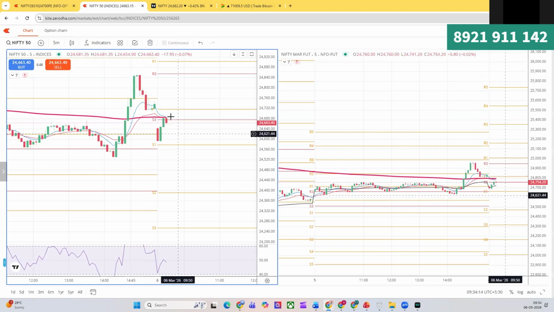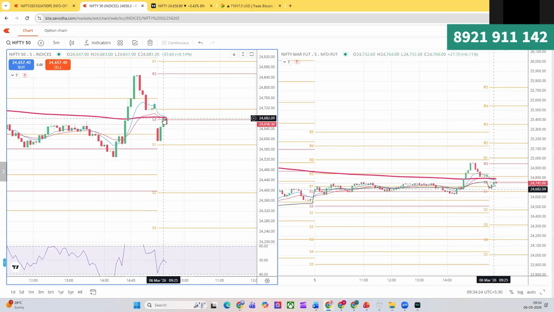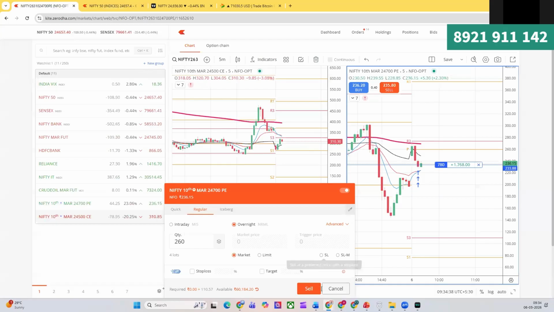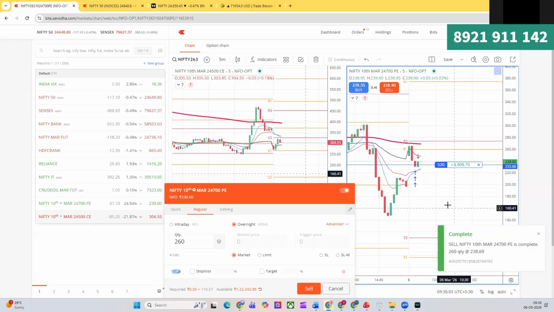Yeah, we got the trade at a better level only. The level that we planned. Okay, I'll reduce some quantity to 39. I'll keep this.